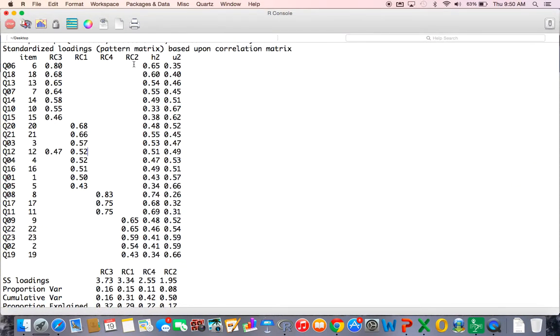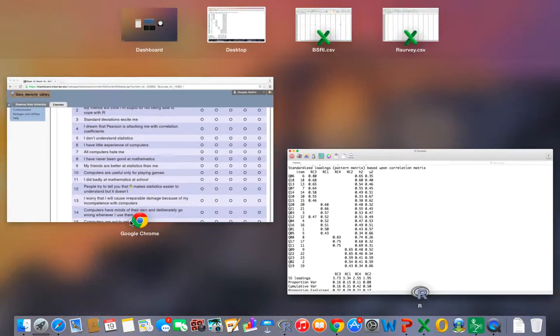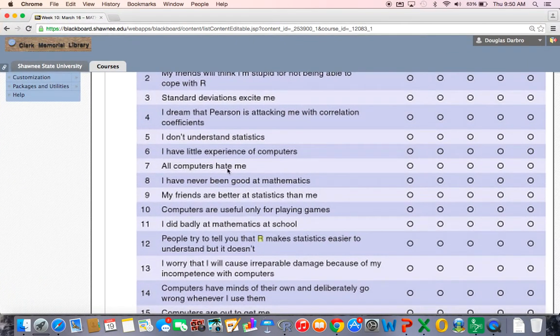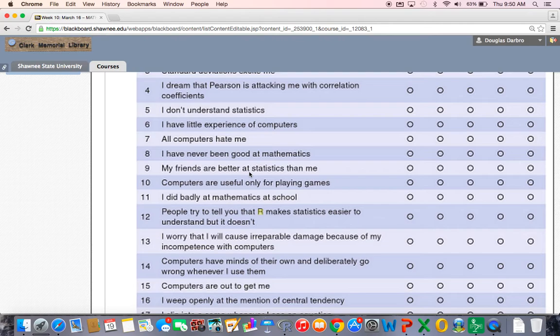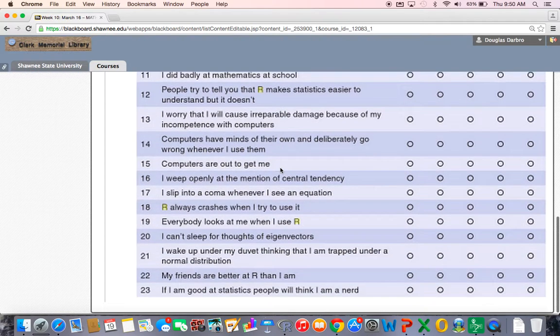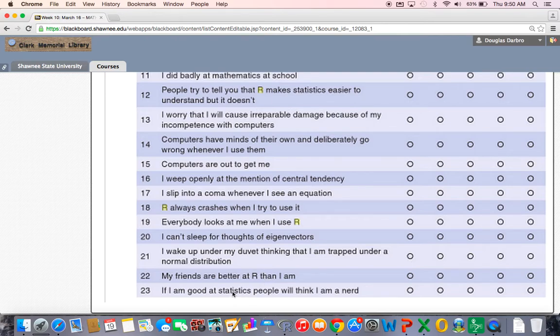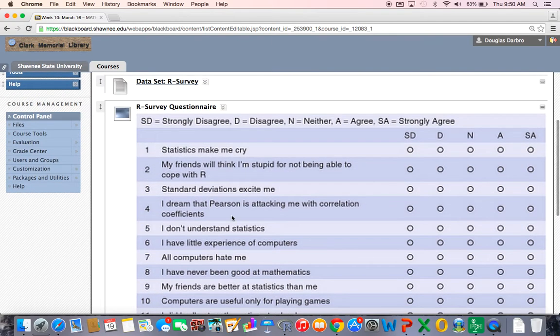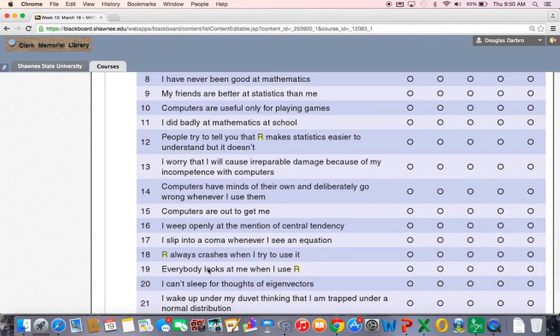Let's come back in and look at factor number 2. Factor number 2 over here deals with questions 9, 22, 23, 2, and 19. So let's see what those questions have in common. Question number 9 says my friends are better at statistics than me. 22 is my friends are better at R than me. 23, if I am good at statistics, people will think I'm a nerd. Okay. My friends, and number 19, everybody.